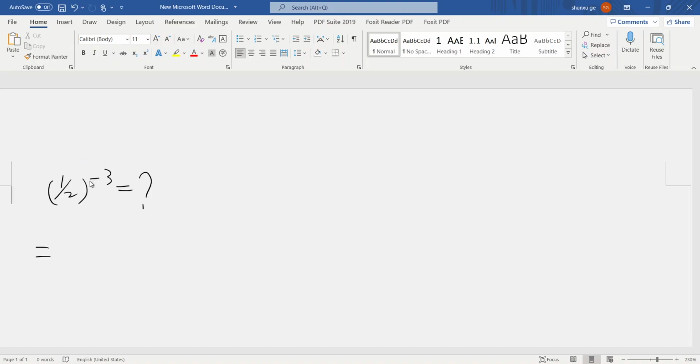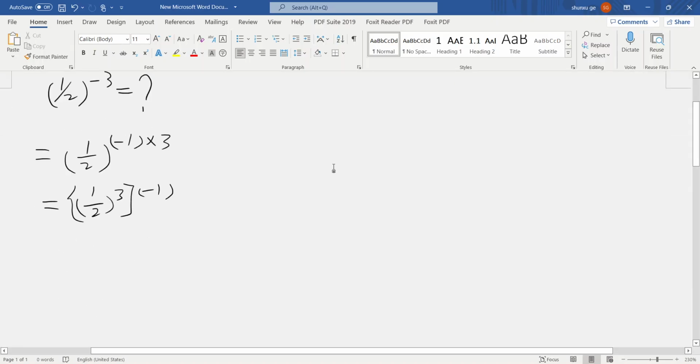This exponent is negative 3, so we can change the form. 1 over 2, to the negative 1 times 3. It works. Okay, then we rewrite: 1 over 2, to the 3, right? Negative 1, it works. Now with this it is very easy.